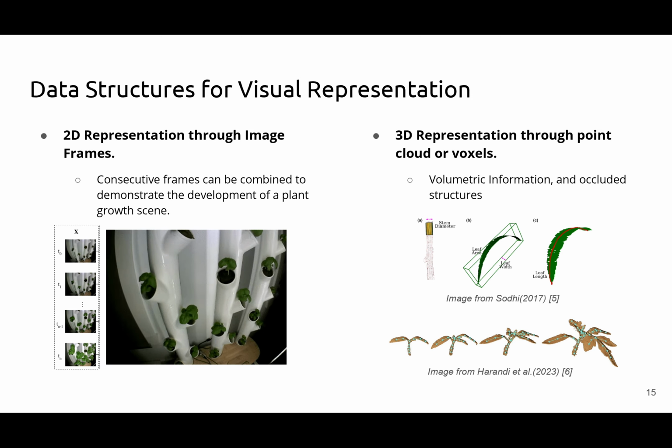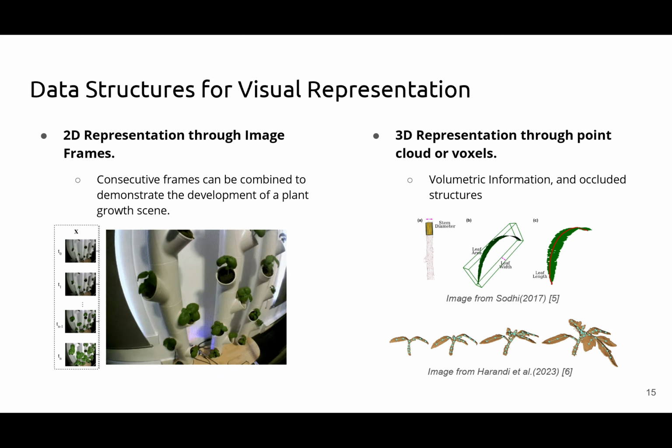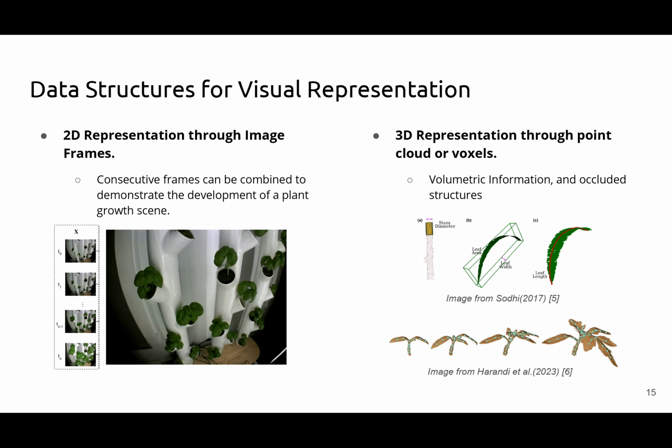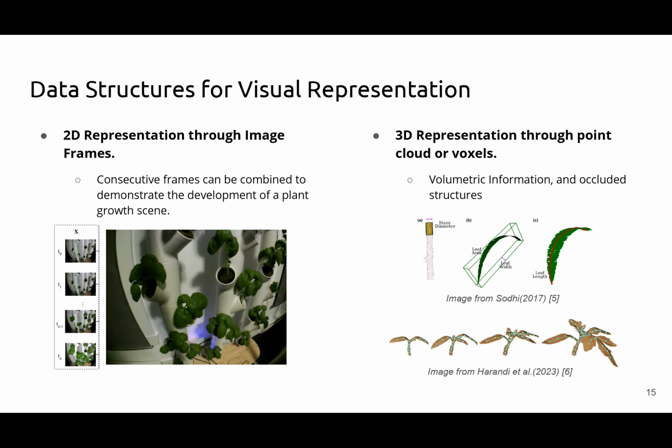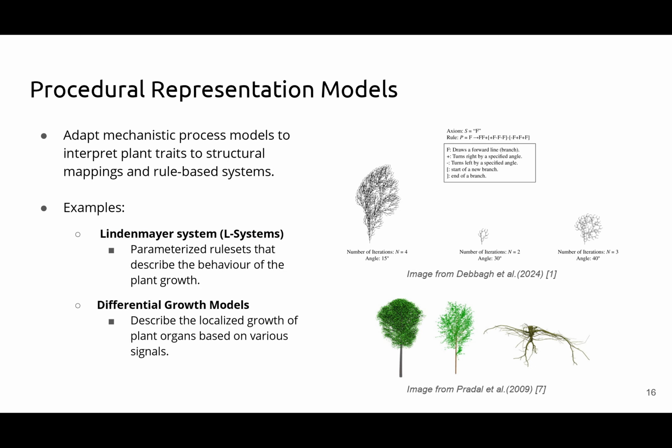And as I mentioned before, there's two main types of representations. The first is 2D representation through images, where we take consecutive frames of a plant growth scene, and we can combine them to see the development of plant growth over time as a video. And the second is the 3D representation through point cloud or voxel data. And here we can take a look at more volumetric information and things like occluded structures.